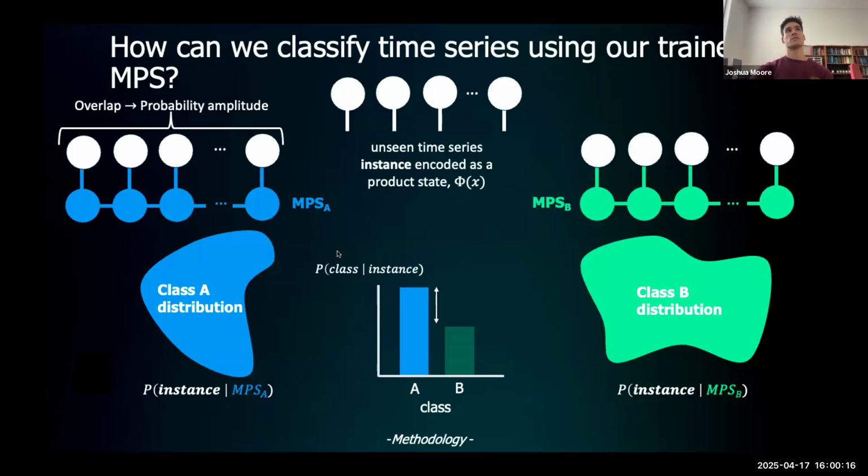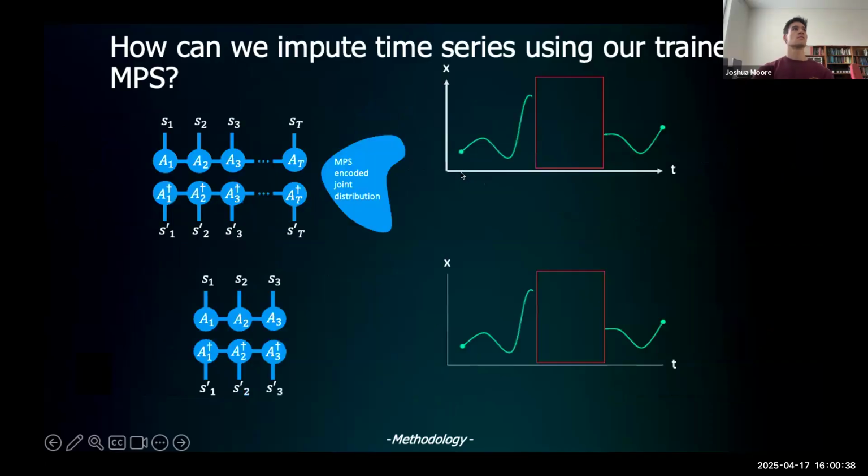And then given a new time series, we can essentially do this overlap operation and compute the probability amplitude of this unlabeled time series under each of these different classes. And if we square it, we can get the probability density, the probability, and then we can just take the class that gives you the higher probability of observing this instance.